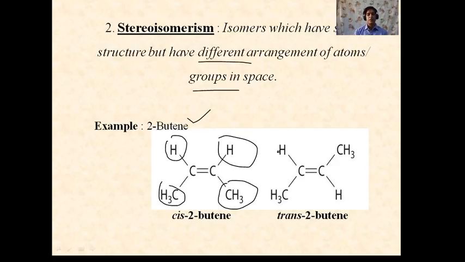That is why there is a difference in spatial arrangement, and that is why there is a difference in their physical properties. It reflects in their boiling point and in their dipole moment. So these are the perfect pair that enable us to understand the meaning of stereoisomerism, because there is a difference in the position of hydrogen and methyl groups in space.